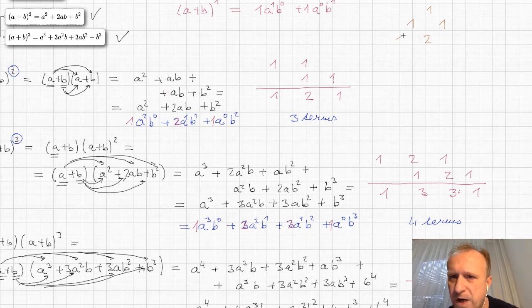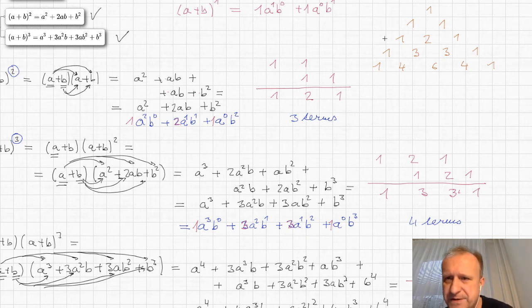Now you can add 1 again and 1 again, and you can add 1 plus 2, which is 3, 2 plus 1, which is 3, and add 1 here and here. So you can continue like this. You can add 3 plus 3, it's 6, 3 plus 1, it's 4, 3 plus 1, it's 4, and add 1 here and 1 here. And what you get are precisely the same patterns.